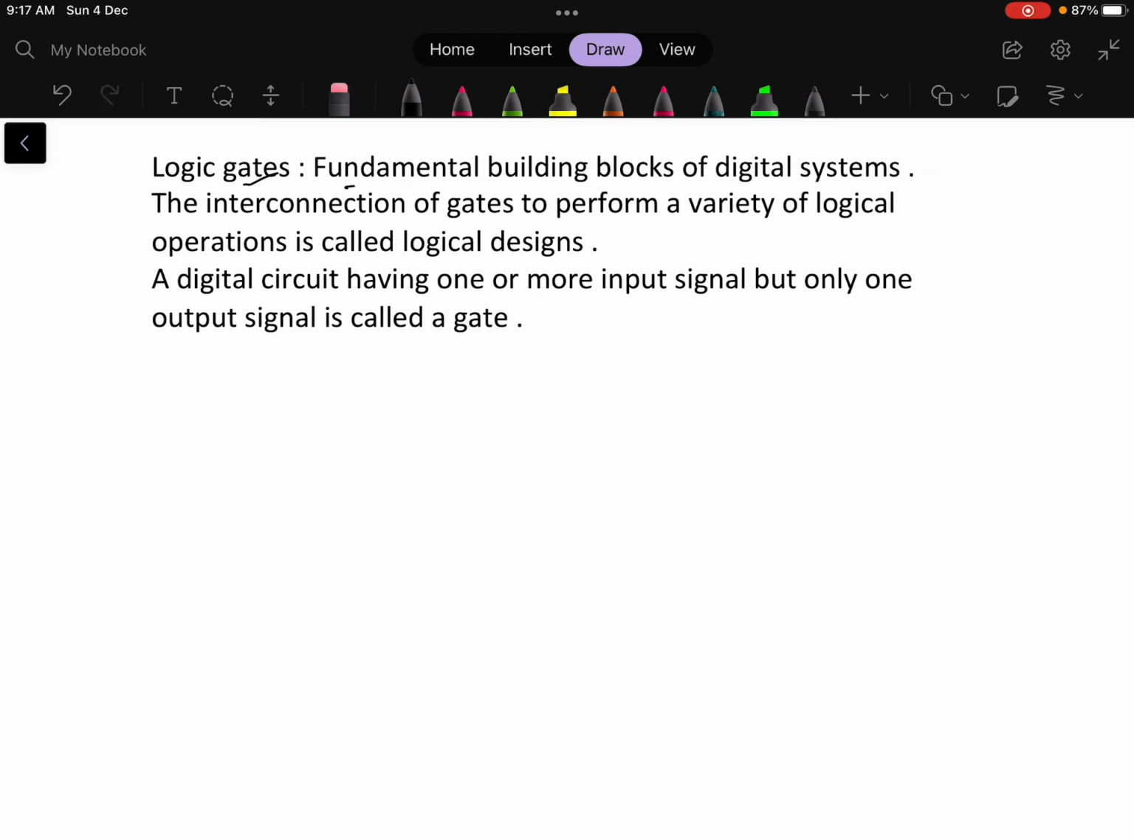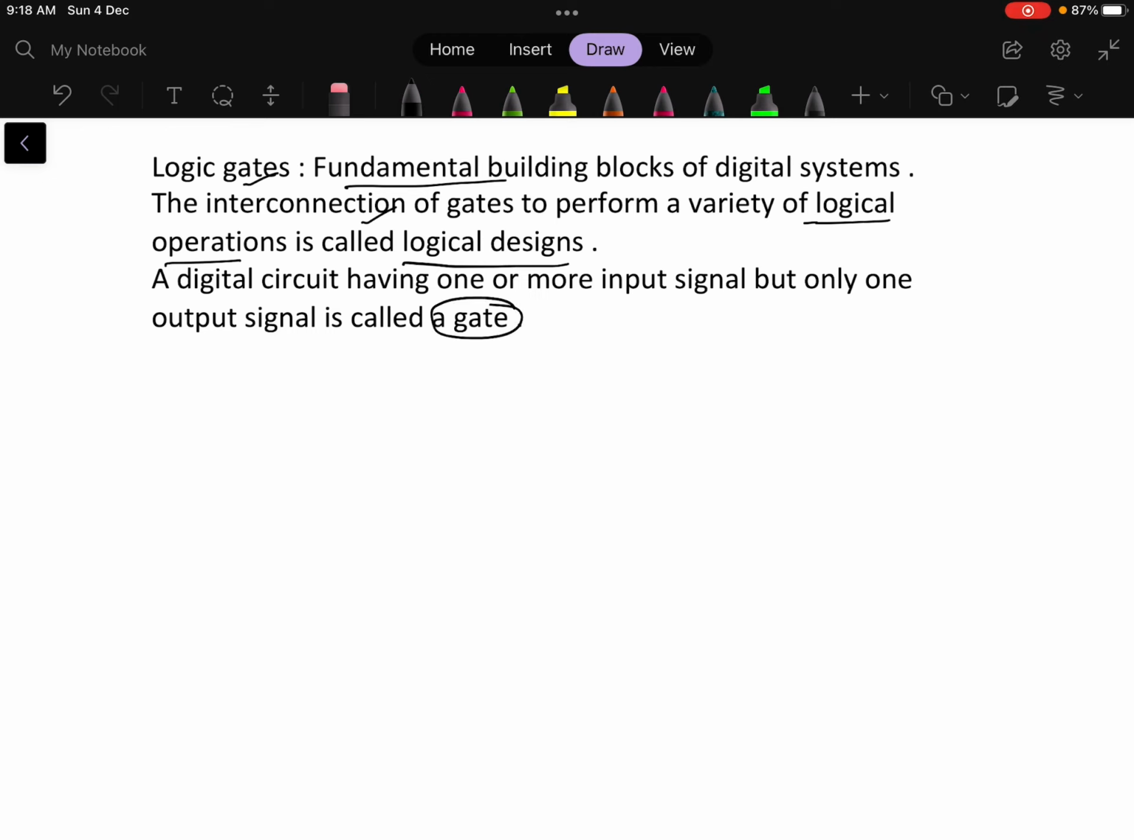Logic gates are the fundamental building blocks of digital systems. These are the basic blocks of digital systems. When logic gates are interconnected together to perform a variety of logical operations, then this combinational circuit is known as a logical design, which we will cover in the upcoming videos.